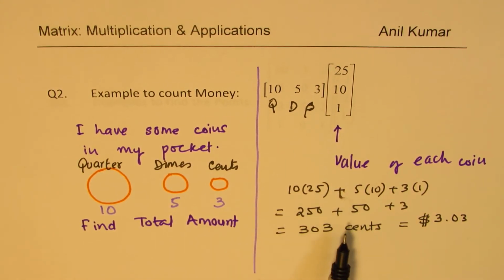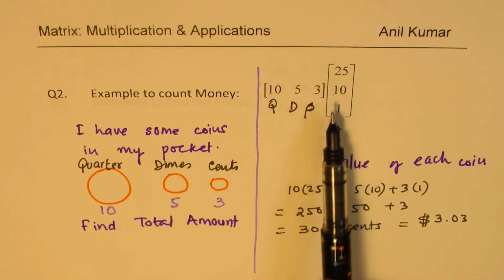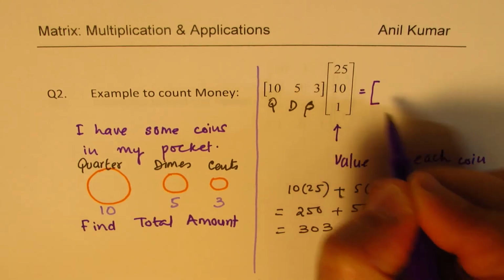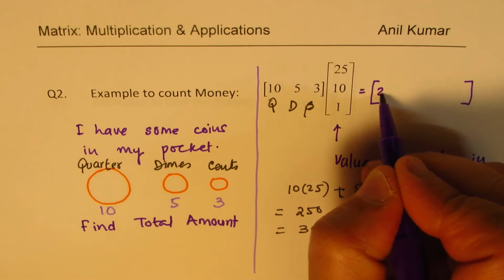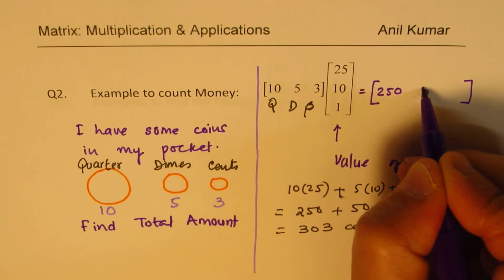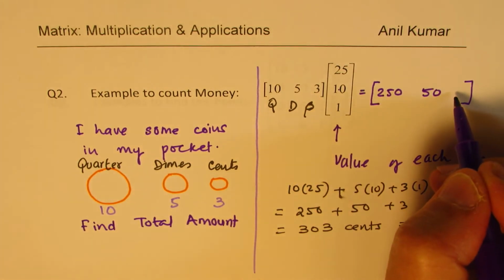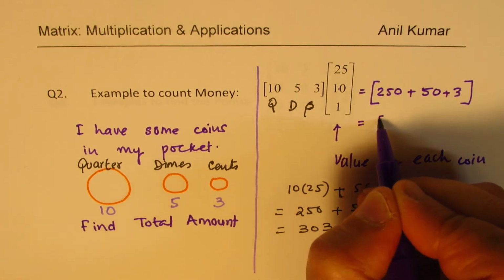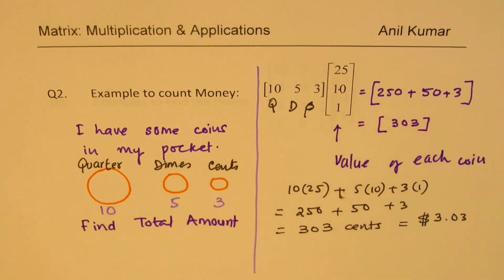So do you see in normal life how we actually use matrix? So that is how we could actually write down our answers. So the result will be written like this, which will say, well, this is the product, which is 250 here. 5 times 10 is 50, and 3 times 1 is 3, and just add them up. Do you see that? And what do you get? You get a value which is 303. Does it make sense? Yes, it does.